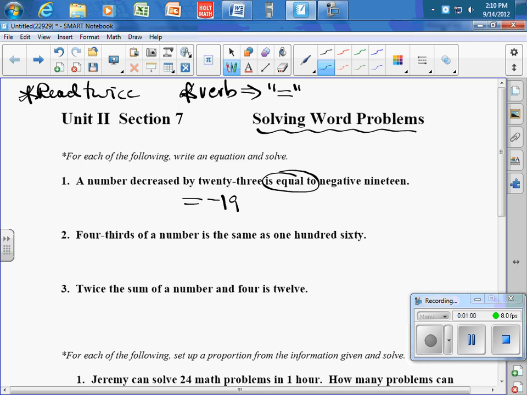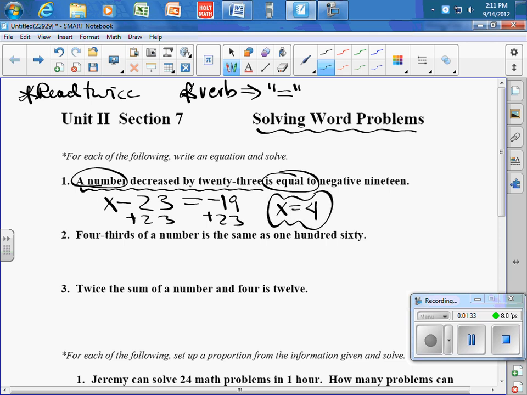Well, what we need to do is translate this phrase, a number decreased by 23, into an algebraic phrase. Well, a number is going to be the variable you choose, so I'll choose x. Decreased by obviously means minus sign, 23, and we now have an equation, x minus 23 is equal to negative 19. To solve this equation, we're going to add 23 to both sides, and we get x is equal to 4, your final answer.